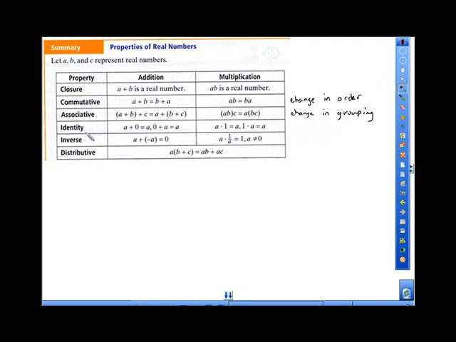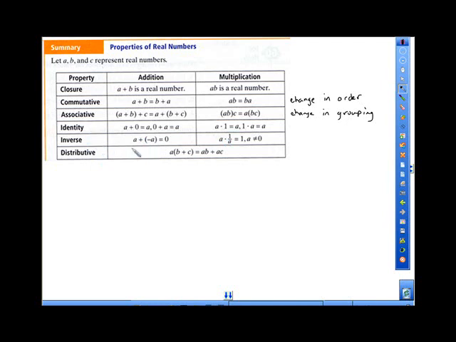The identity property of addition. a plus 0 gives you a again. 0 plus a gives you a again. Identity is kind of like the same thing. So a plus 0 gives you the same thing again. 0 plus a gives you the same thing again. So just remember, if you add or multiply to get the same thing again, that's the identity property.